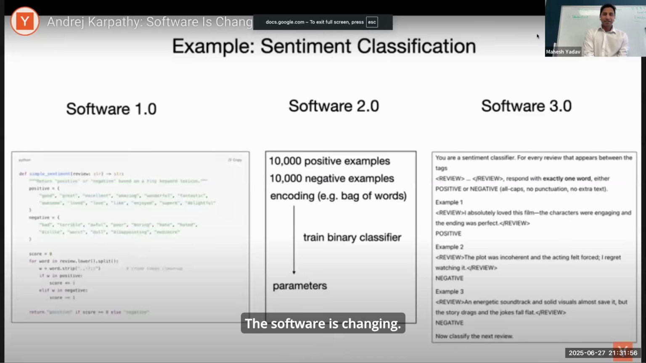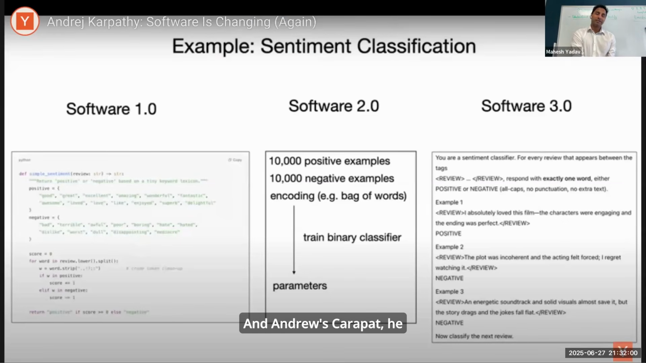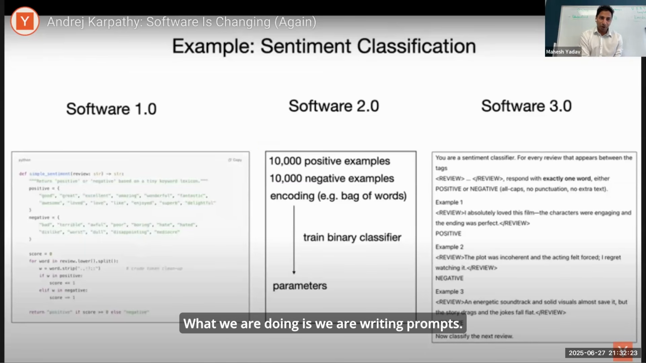So, software is changing. This is one of the YouTube talks I was listening to. Andrej Karpathy, he is a guy who was at OpenAI, then built Tesla, and he gave good talks. So, I was listening to him, and this was one of the decks from his slides. The idea here is that first we used to write code, then we used to write neural networks, we gave them positive, negative samples, and now we do none of that. What we are doing is we are writing prompts and we are programming in English.